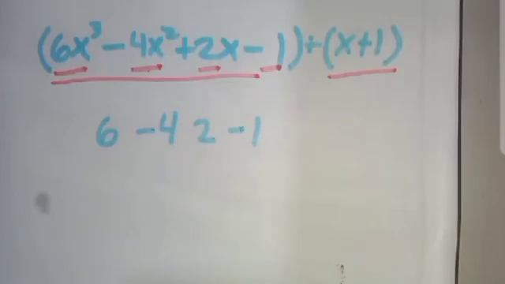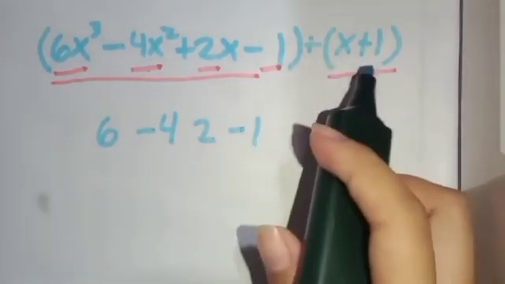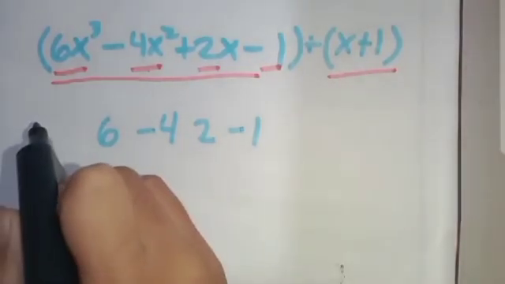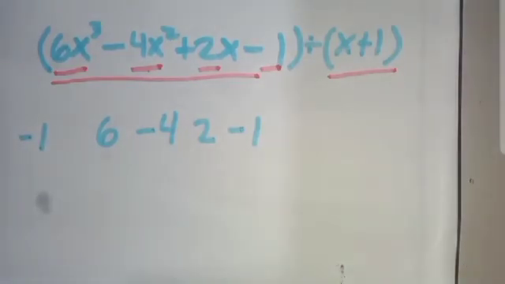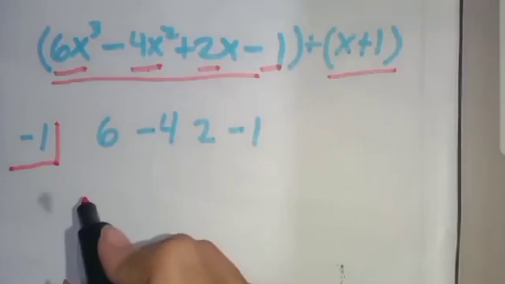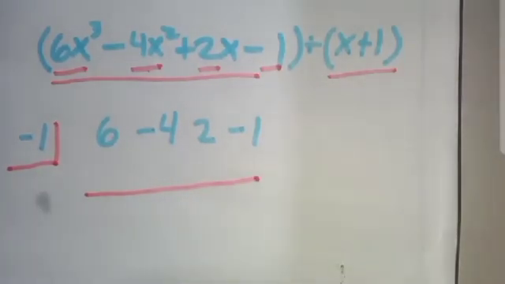After that, we'll get the value of c here. If this is plus 1, we need to get the opposite sign of this number. Its additive inverse is negative 1. So, we'll write it here and then we will enclose it using a half box like this. And then, here we're gonna put a line for us to perform the synthetic division. Now, since it's already set up, we're ready to go with the synthetic division.